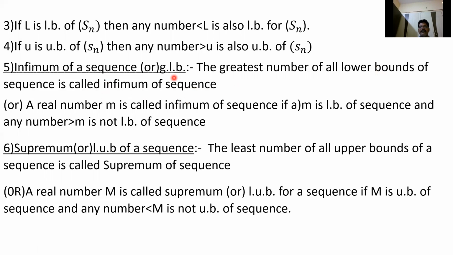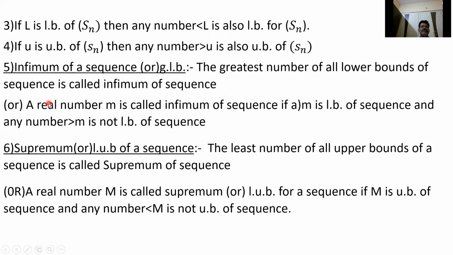GLB means greatest lower bound. So the infimum of a sequence, or GLB, means greatest lower bound. Simply, the greatest number of all lower bounds of a sequence is called the infimum of the sequence. So infimum means the greatest lower bound.